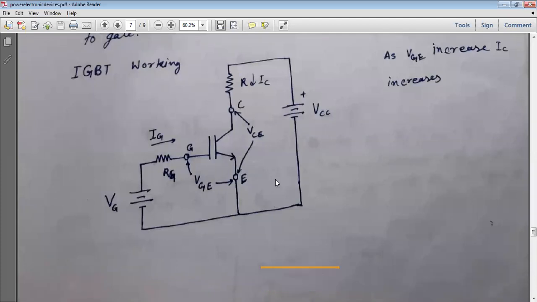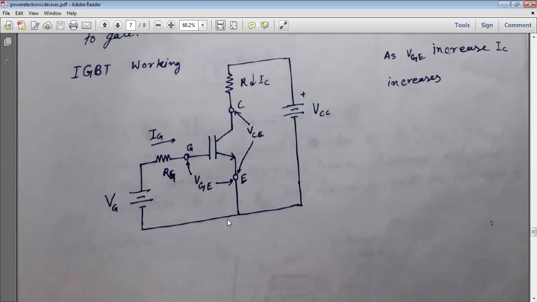So this is the equivalent circuit of the IGBT. This is the gate emitter voltage given, and this is the collector to emitter voltage. As VGE increases, IC increases, that is, with the gate voltage increment, the collector current, the current coming from collector to emitter, will increase.